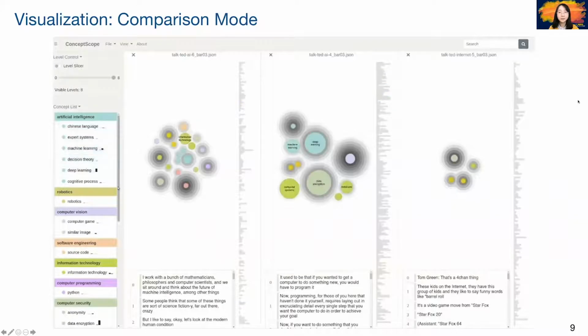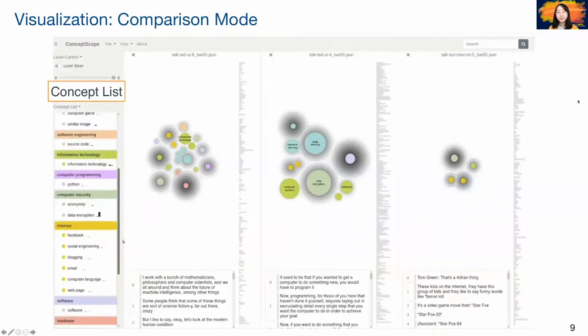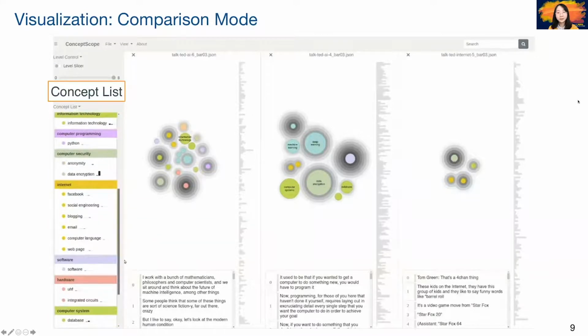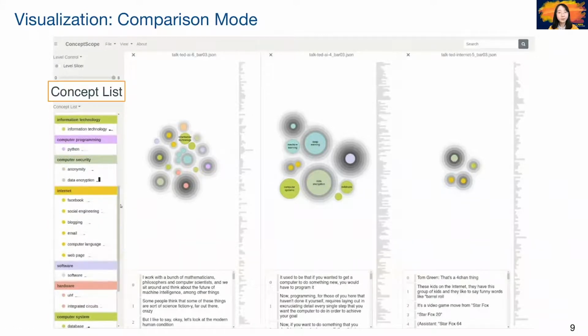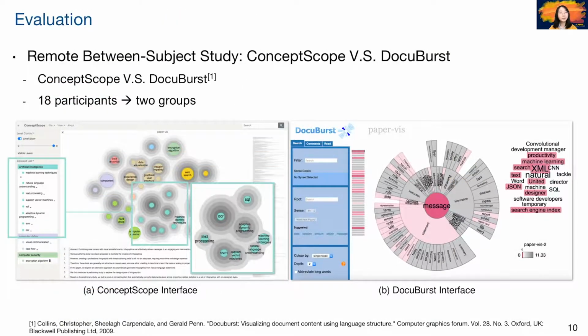Again, we can turn to the concept list to get an overview of all the concepts appearing here. And from the sparkline behind a concept, we can find the relative appearance frequency of the same concept across the 3 documents. We conducted a remote between-subject user study and compared our system with the widely accepted document visualization tool DocuBurst.